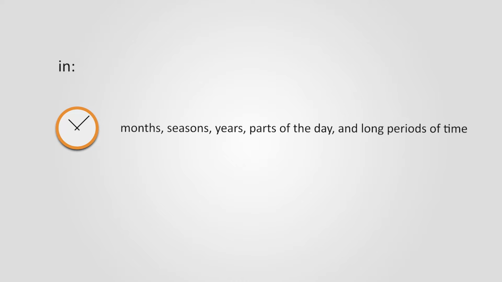For time, in is used for months, seasons, years, parts of the day, and long periods of time. For example, in the 21st century. For place, in is used for cities, countries, and streets. For example, in Japan. Last, in is used for things that are inside. For example, in the box.